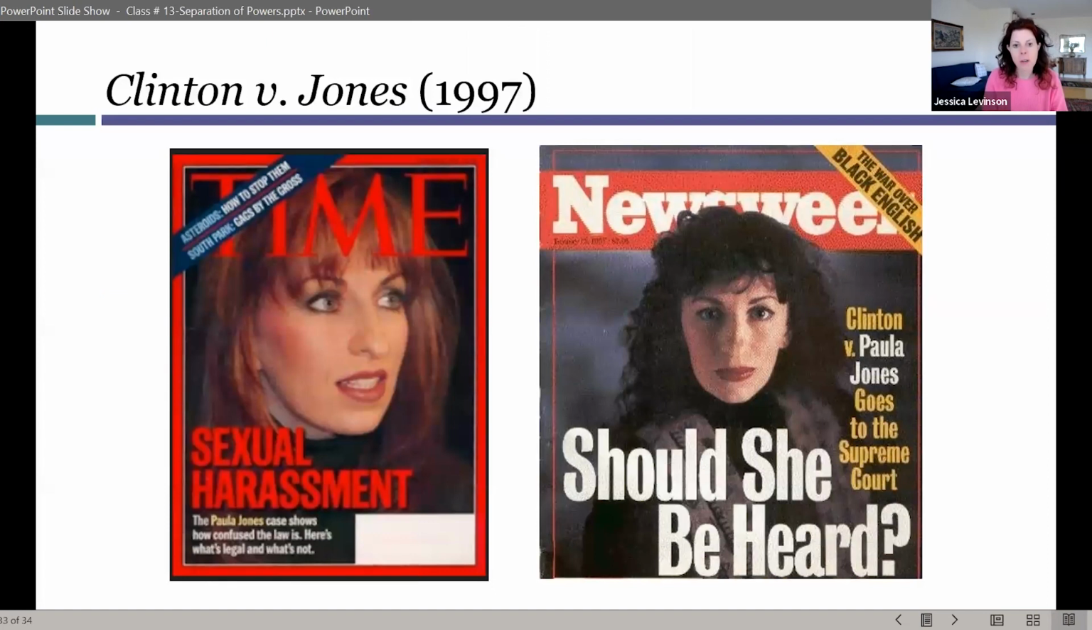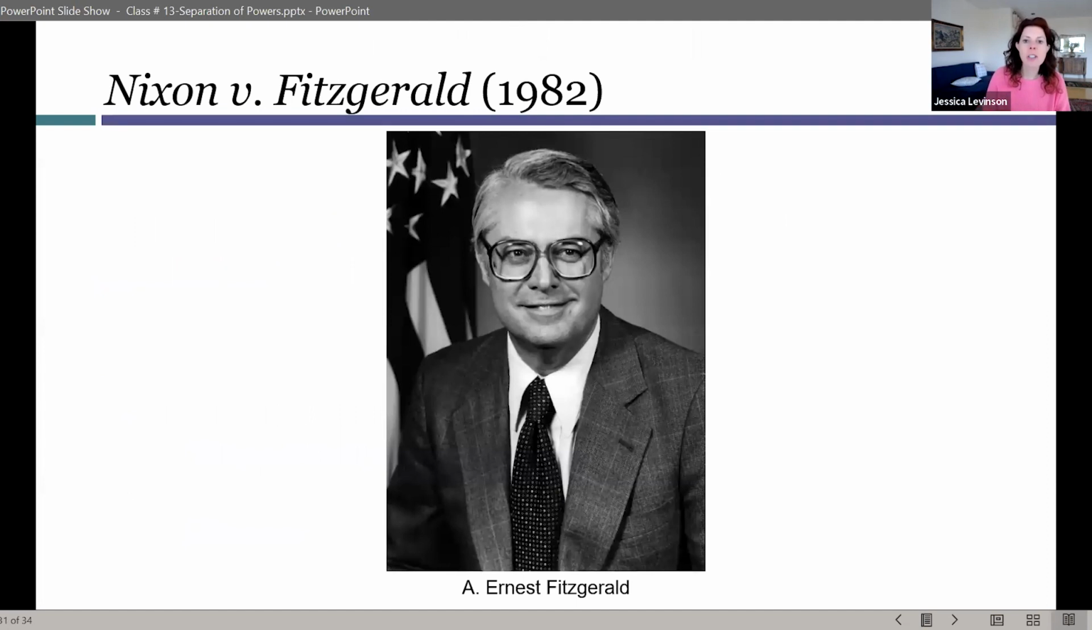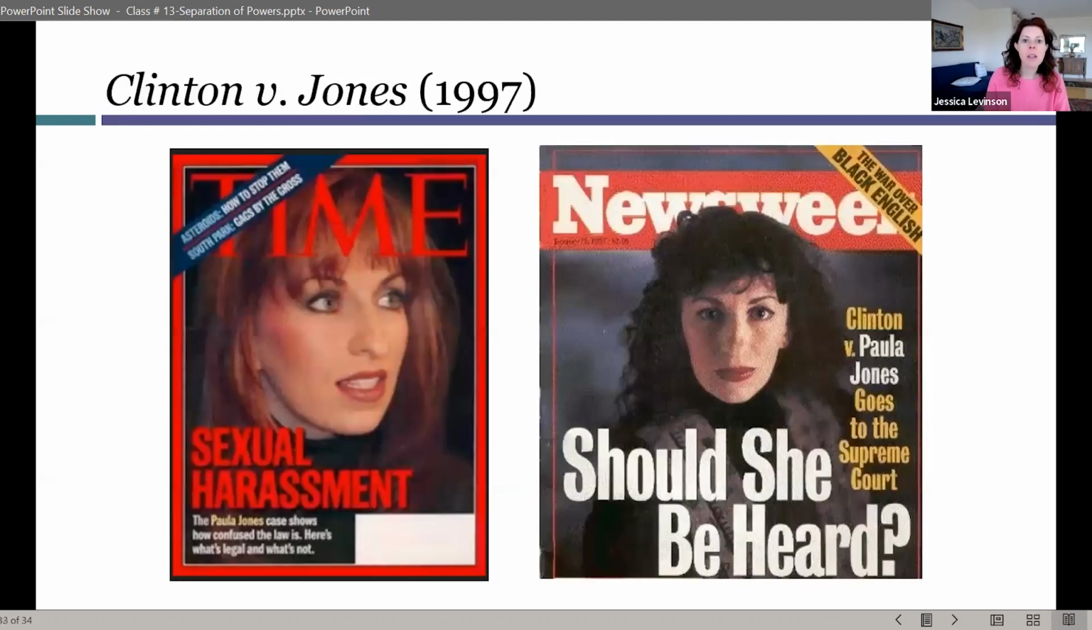Again, sticking with immunity, the difference between Clinton versus Jones and Nixon versus Fitzgerald is President Clinton is sued while he's president, but for actions based on things he did before or didn't do before he was president. So again, Nixon versus Fitzgerald, the actions at issue in the case, the firing, happened while Nixon was president. Clinton versus Jones, the actions here happened before Clinton was president. And here, the punchline, as we've already said, is that the president is not immune, that there's no immunity. So Jones can sue Clinton.